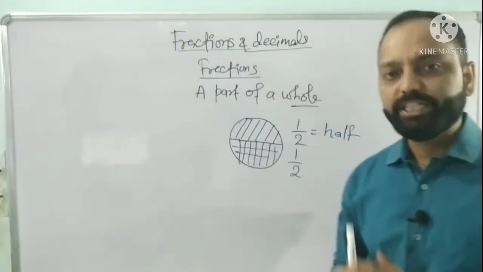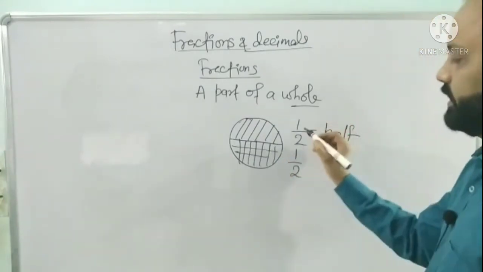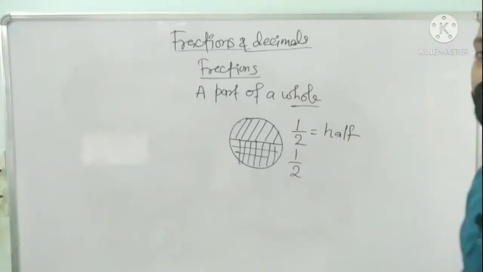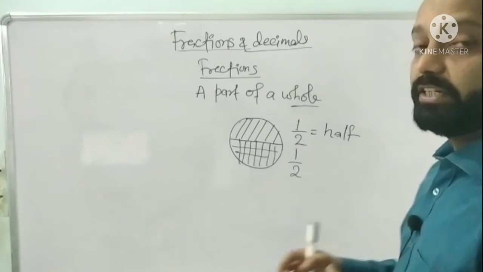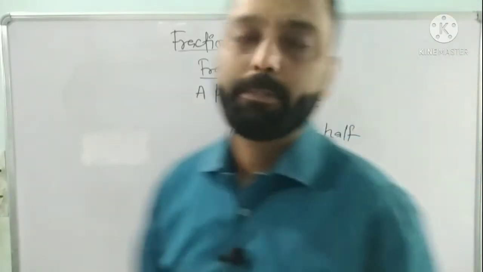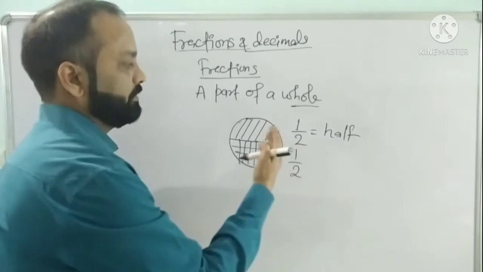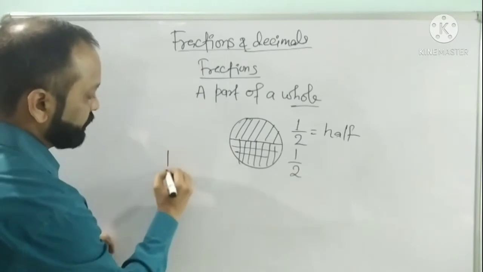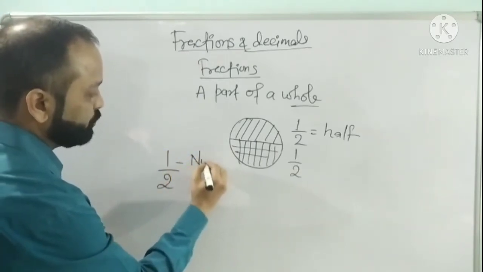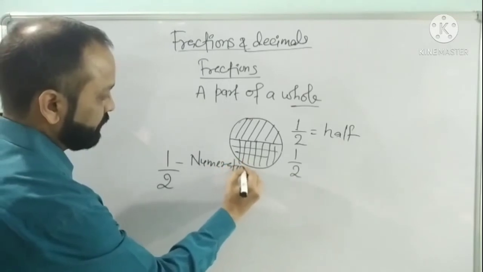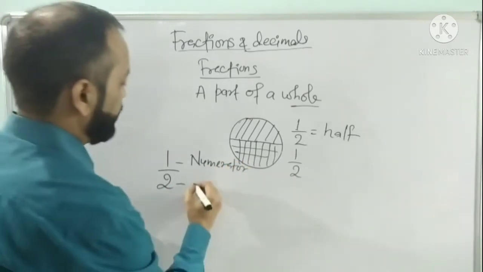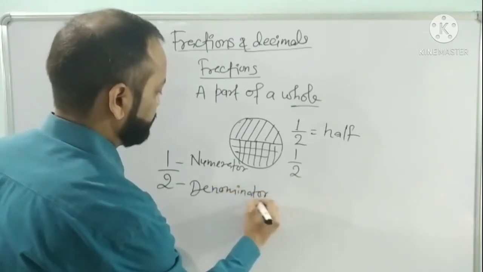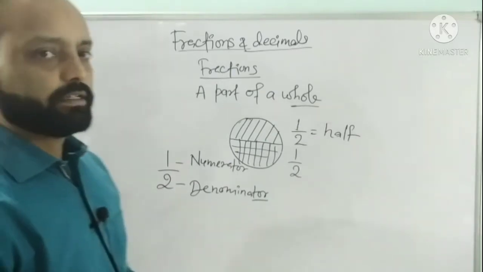Now in a fraction we need to understand what we call the upper part and what we call the lower part. When we say 1/2, the upper part is called the numerator and the lower part is called the denominator. Right?